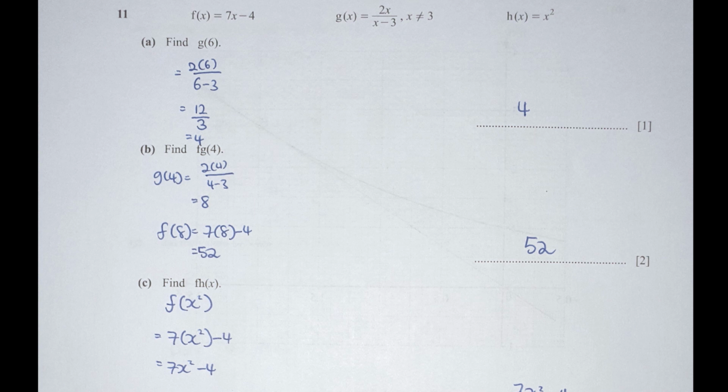Part C here, substitute the function h(x) into the brackets. You get f(x squared). So this x squared is now your new x. So you have 7x squared minus 4.